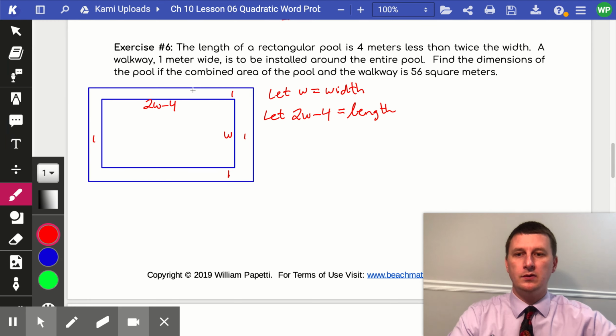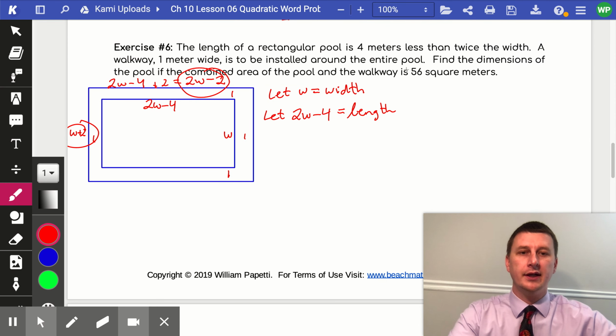Okay, so let's take a look. Our pool has a width of W. But with the walkway, it's really W plus 1 meter here and 1 meter here. So our new width is really W plus 2, because we have the W for the width and then the 2 meters, one on each side. Same thing over here, we have 2W minus 4 for the length, plus 1, 2. So that's 2W minus 4 plus 2 meters, which is actually going to be 2W minus 2. So our new length is 2W minus 2, and our new width is W plus 2. That's the length and width of the pool and the walkway.